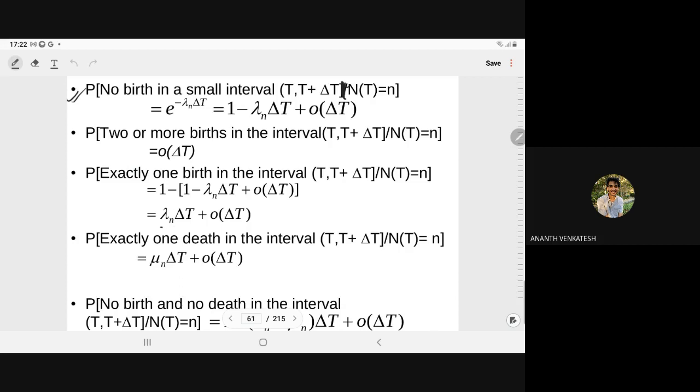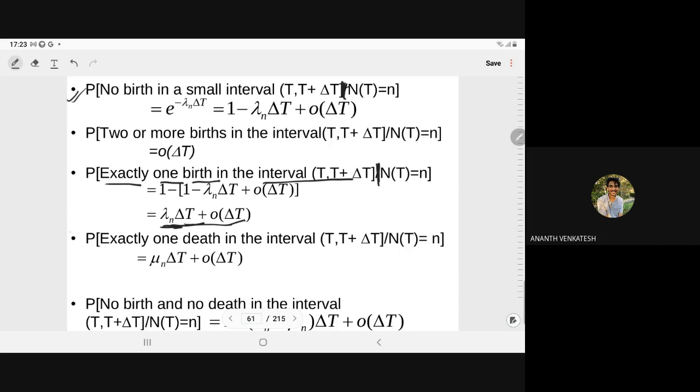Exactly one event, lambda n into delta t. Lambda n is equal to delta t. First I have derived this: exactly one birth in the interval t to t plus delta t, where delta t is very small, given that there are n customers, is equal to lambda n into delta t.